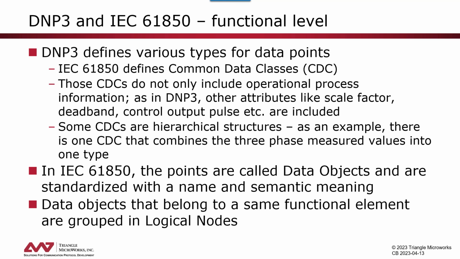Additionally, some of our common data classes can be hierarchical structures. As an example, there is one CDC defined that combines all the three phase measured values into one type. As already mentioned earlier, in 61850, we call the data points data objects. And that's one of the differences. In 61850, we have standardized the names of these data objects, and we have given semantic meanings to the data objects. Data objects that belong to the same functional element are grouped in logical nodes.